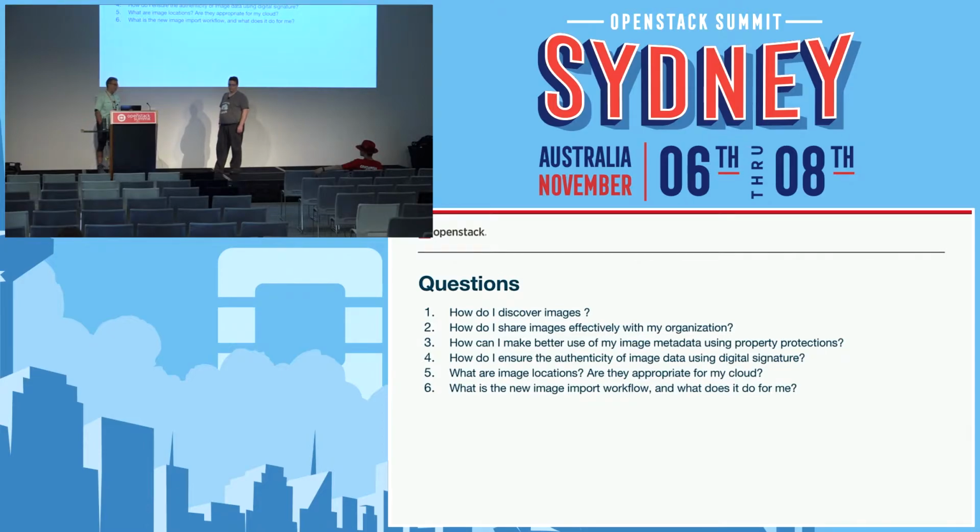And then we're going to touch on what are image locations and whether they're appropriate for your cloud. They're a feature of Glance that's been around for a while, but we'll talk about why they might not be appropriate for most clouds. And then we'll talk real briefly about the new image import workflow because we've got the full session on that on Wednesday.